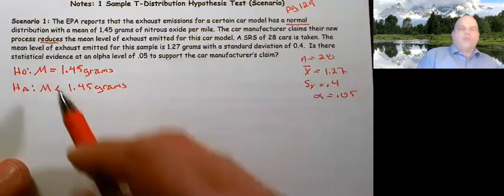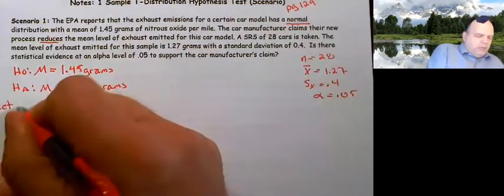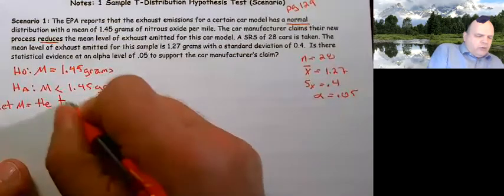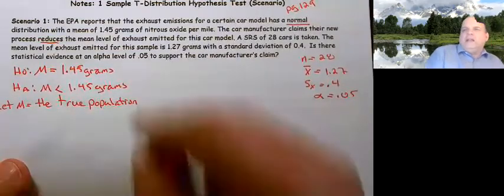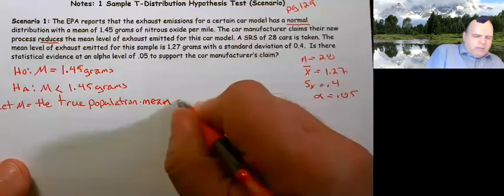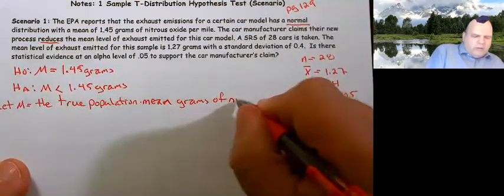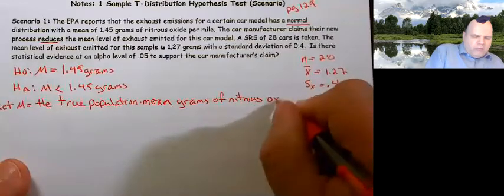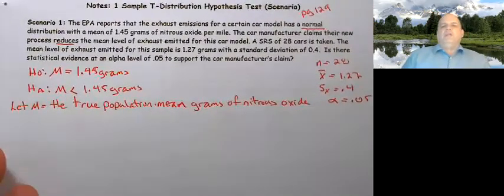While we're here, we're going to go ahead and define what mu is. Let mu equal the true population mean grams of nitrous oxide. Normally at this point I'd start working on my conditions, but I'm going to set that aside for just a moment.